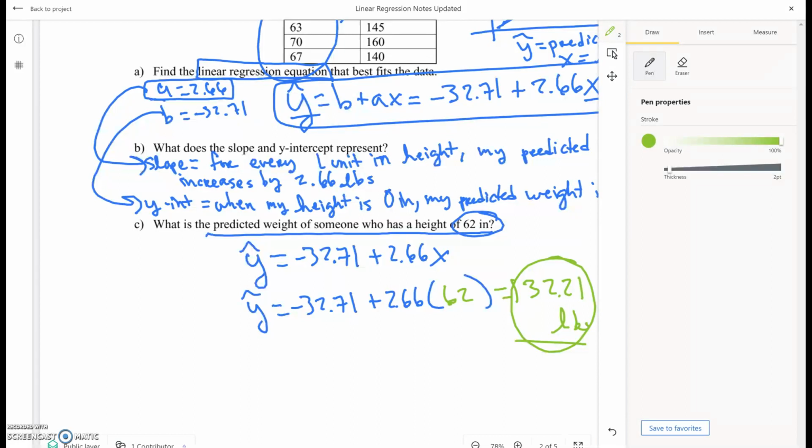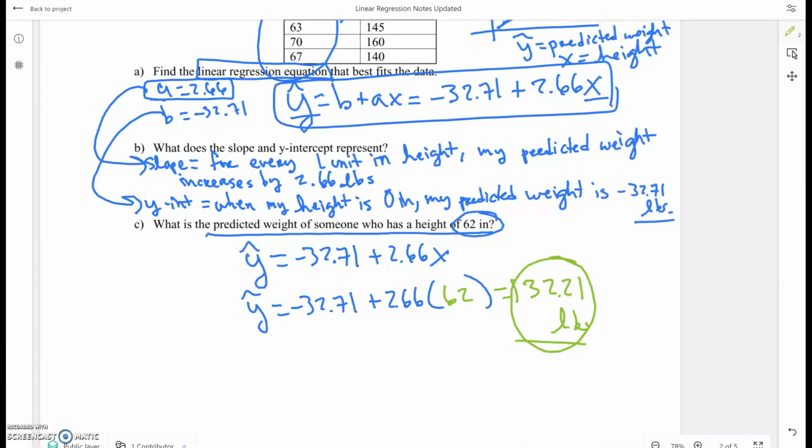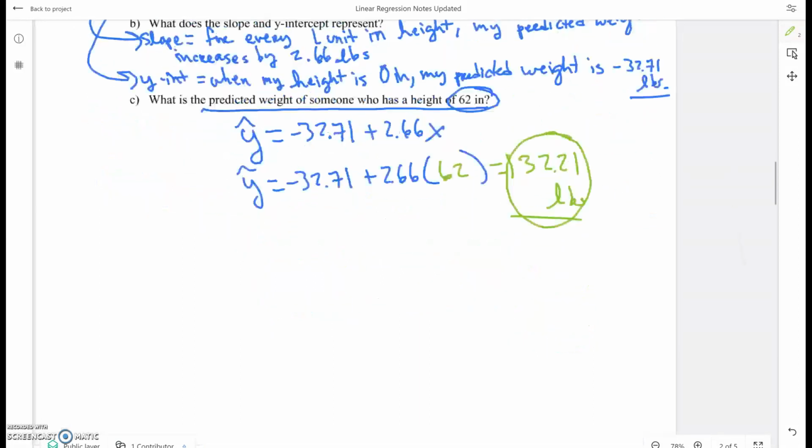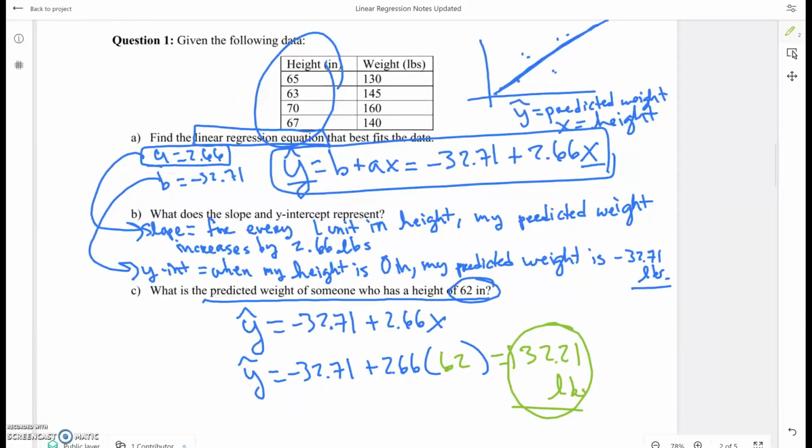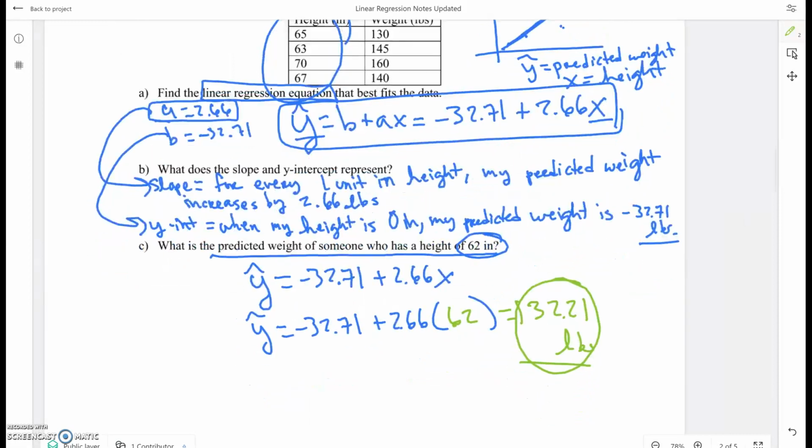Now is this true? No, because remember there's some variability. It's not a perfect line, but it's the best line that we can get. So that is one type of problem that might be on your exam. Review it if you need to, and then I'll continue on in the next video.